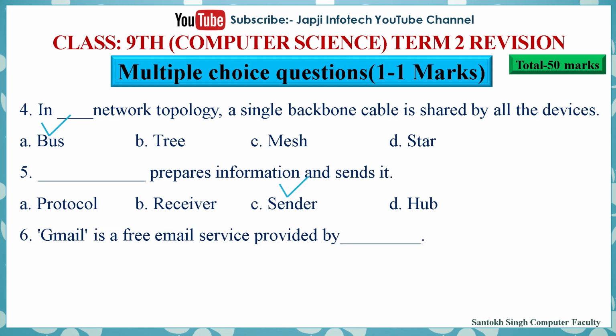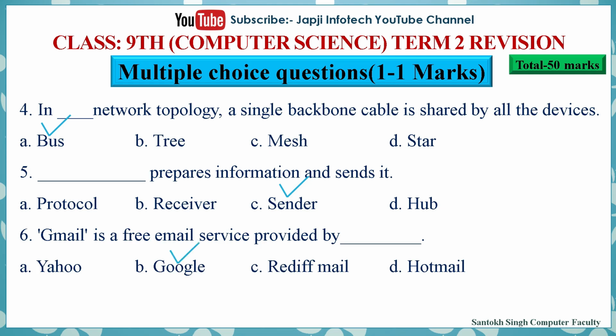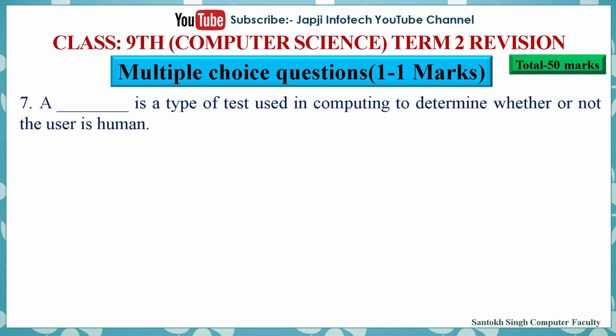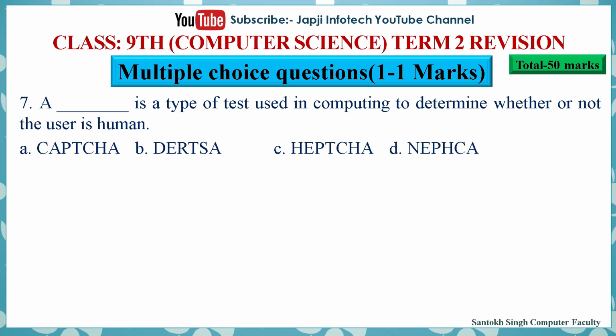And the sixth one is, Gmail is a free email service provided by dash. The options are Yahoo, Google, Rediff Mail and Hotmail. The right answer is Gmail is a free email service provided by Google. And the seventh one is, a dash is a type of test used in computing to determine whether or not the user is human. The options are CAPTCHA, DRSA, HAPTCHA, NAFCA. The right answer is, a CAPTCHA is a type of test used in computing to determine whether or not the user is human.